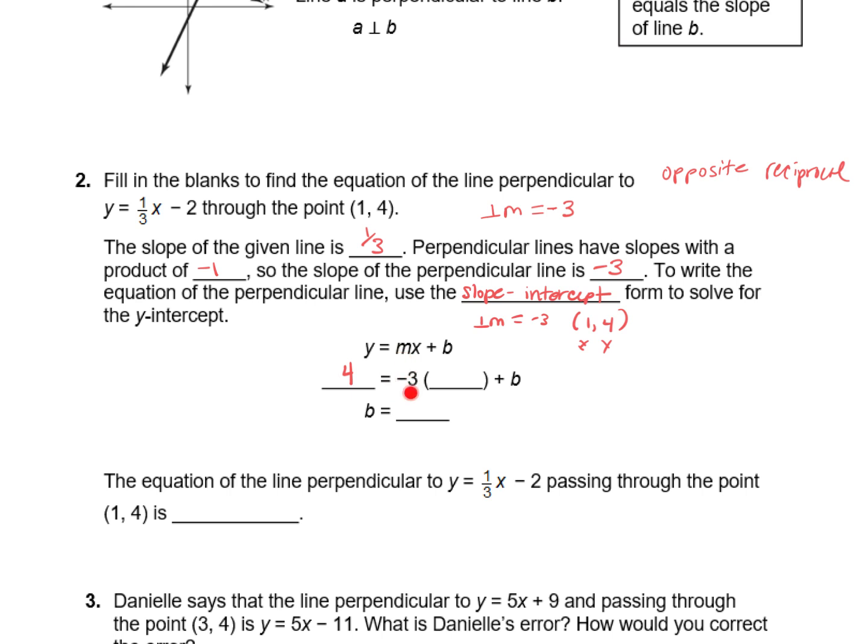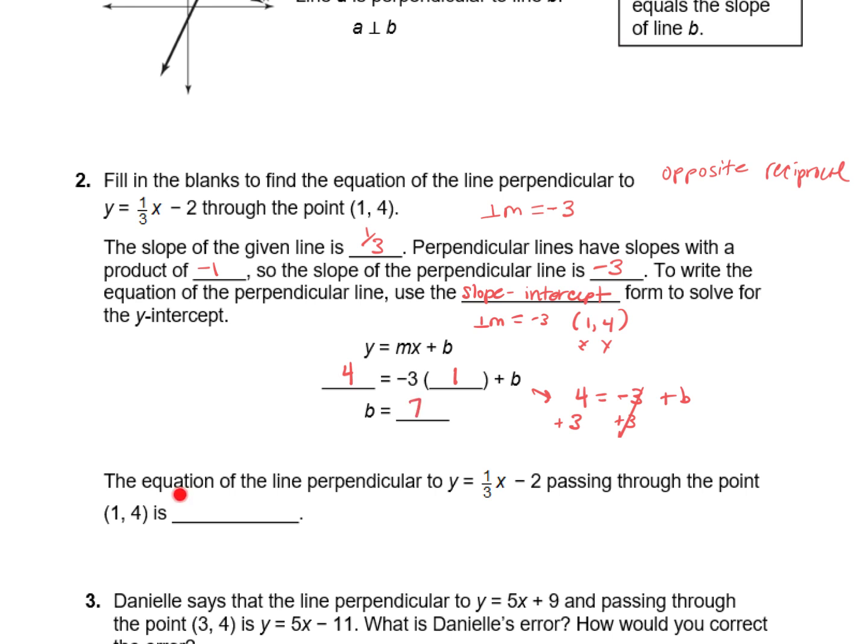So here's our slope. Slope goes right there, times the x value of our coordinate, which is 1. And then we solve this equation for b. So we'll kind of do that off on the side. We have 4 equals -3 times 1 is -3 plus b. And then to get b alone, we will go ahead and add 3 to both sides. So b is equal to 7.